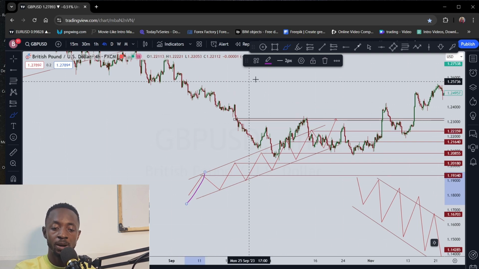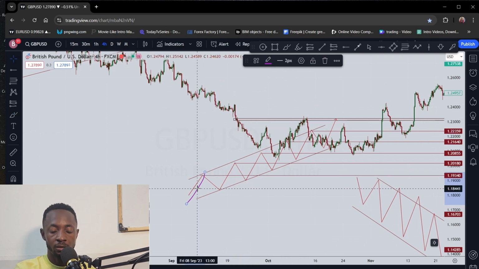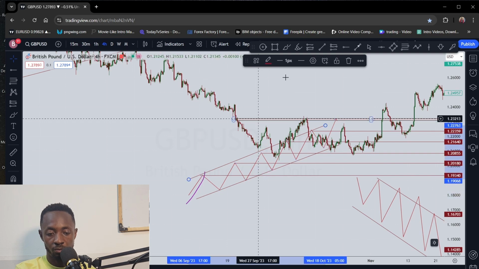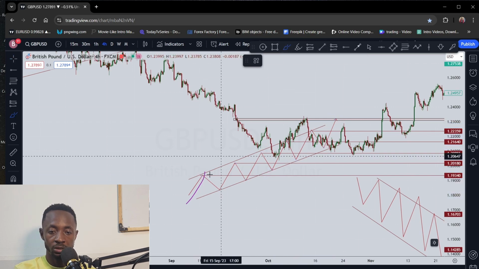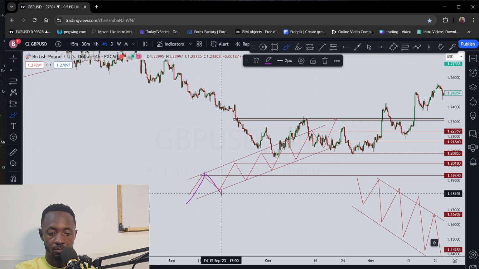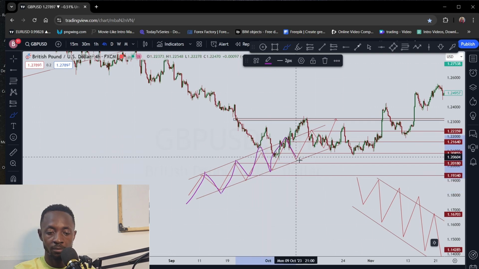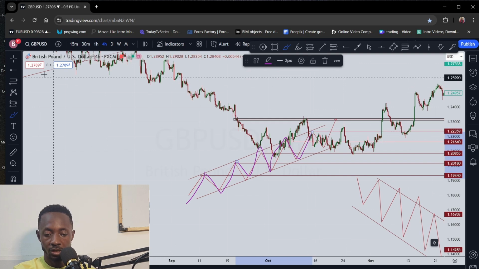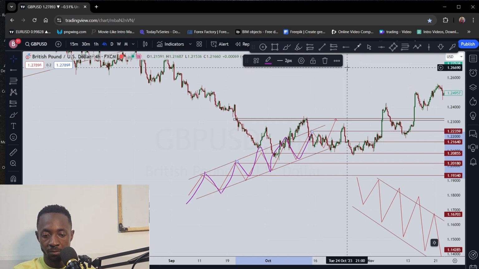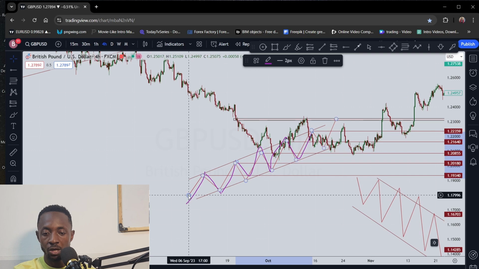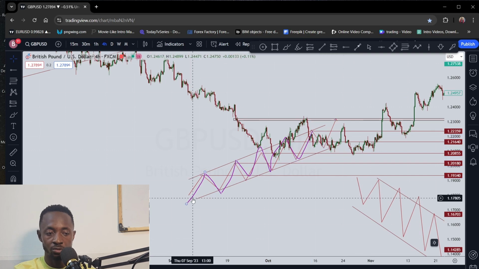You see this pullback here, this one is called an impulsive move. Never forget, impulsive move. This one is called the corrective move. Corrective, impulsive, corrective, impulsive, corrective, impulsive. So it is that impulsive move that you always want to catch.